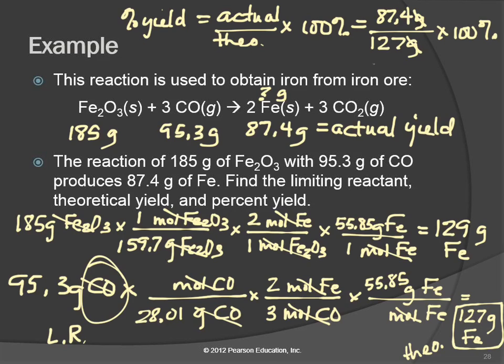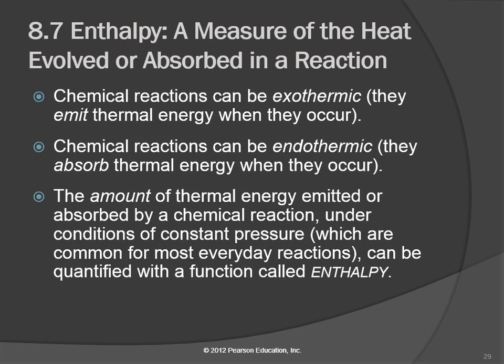So I've got 87.4 divided by 127 times 100. That's also going to have 3 sig figs. And so that's 68.8%. That is our percent yield. Any questions? No questions means everybody got it or everybody's really lost.